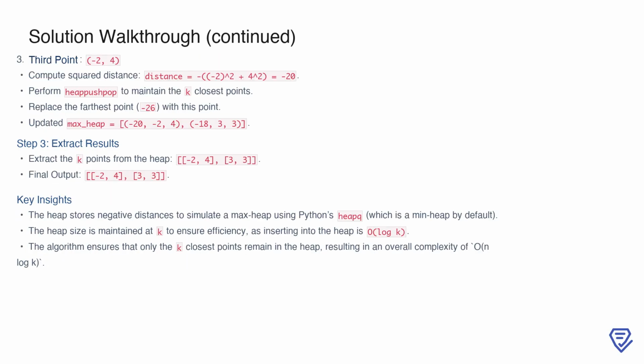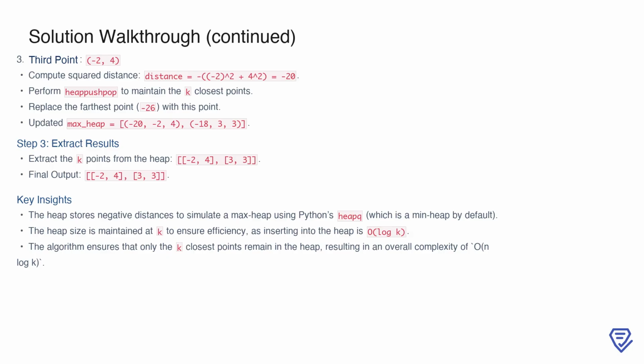Finally, we process the third point, [-2, 4]. Its squared distance is calculated as -((-2)² + 4²), which equals -20. Since the heap is full, we perform a heappushpop operation. This replaces the farthest point, which has the smallest negative distance, -26, with the new point, [-2, 4].